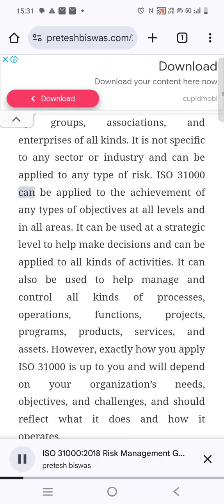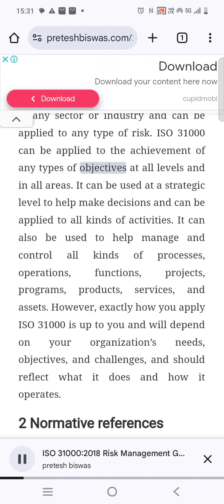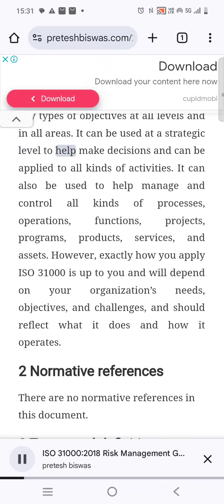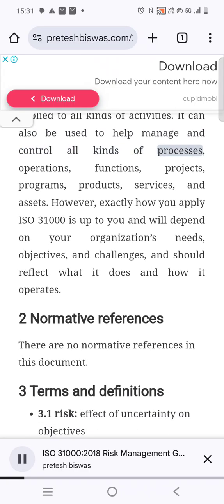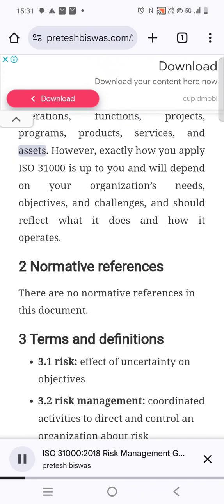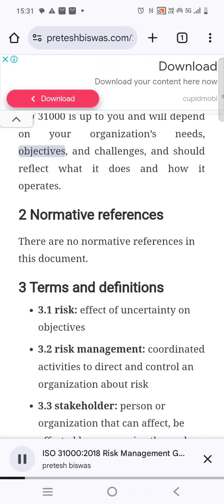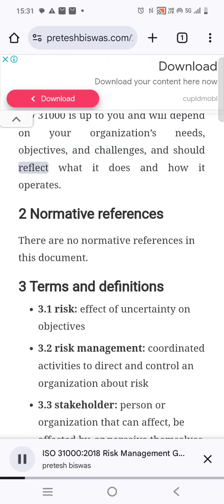ISO 31000 can be applied to the achievement of any types of objectives at all levels and in all areas. It can be used at a strategic level to help make decisions and can be applied to all kinds of activities. It can also be used to help manage and control all kinds of processes, operations, functions, projects, programs, products, services, and assets. However, exactly how you apply ISO 31000 is up to you and will depend on your organization's needs, objectives, and challenges, and should reflect what it does and how it operates.